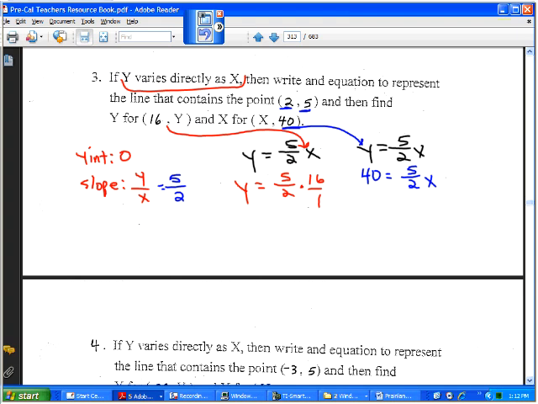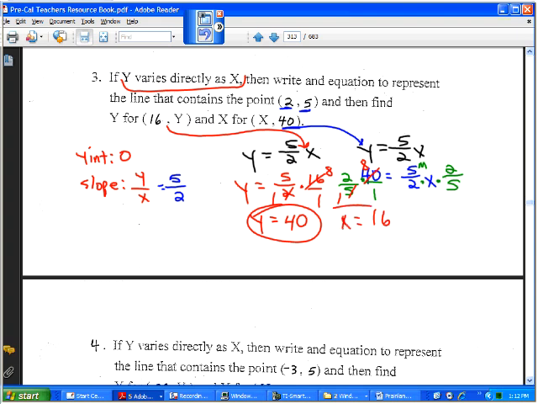Any questions? All right, so 2 goes into 2 once, 2 goes into 16, 8. 5 times 8 is 40. You undo multiplication by division or multiply by the reciprocal. 5 goes into 5 once, 5 goes into 40, 8. So x equals 16. Any questions on number 3?